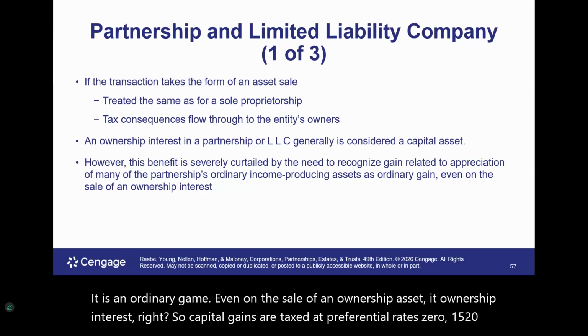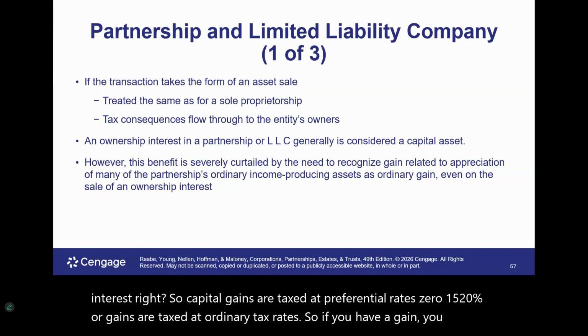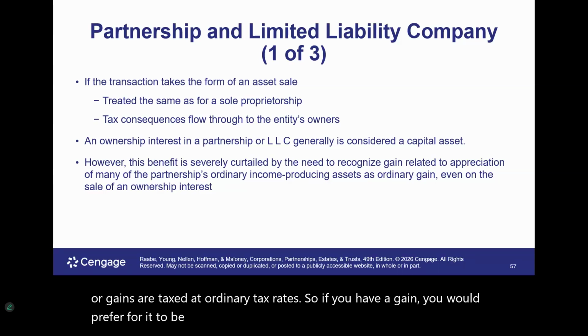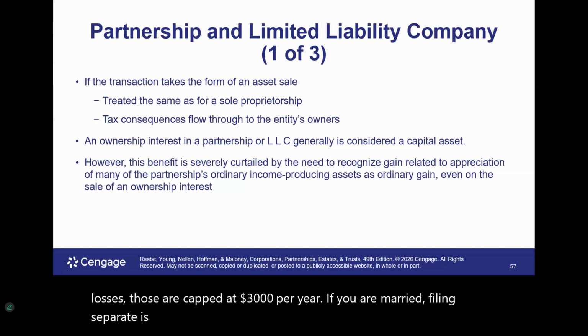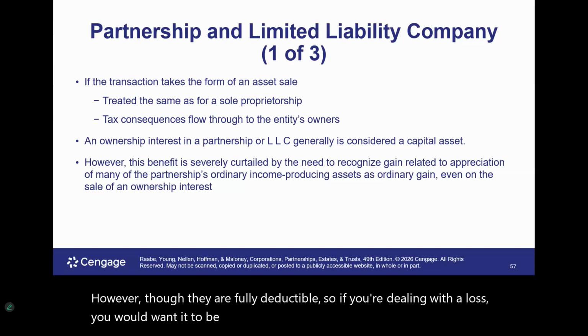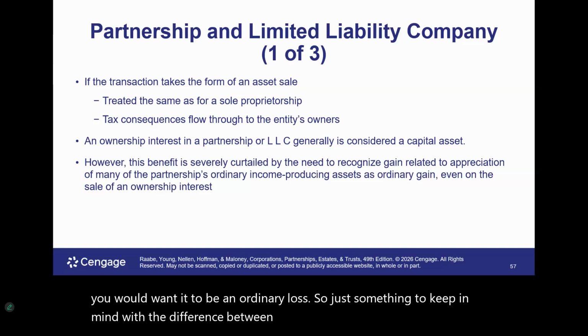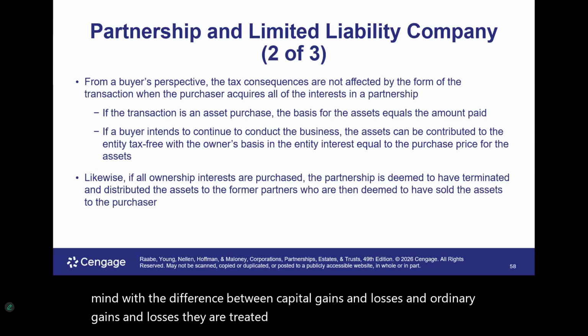Capital gains are taxed at preferential rates, 0, 15, 20%. Ordinary gains are taxed at ordinary tax rates. So if you have a gain, you would prefer for it to be treated as a capital gain for the most part. Capital losses are capped at $3,000 per year. If you are married filing separately, it's $1,500. Ordinary losses, however, are fully deductible. So if you're dealing with a loss, you would want it to be an ordinary loss. Just keep in mind that capital gains and losses and ordinary gains and losses are treated differently for tax purposes.